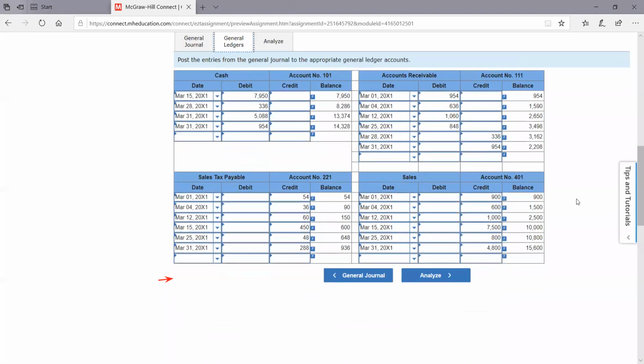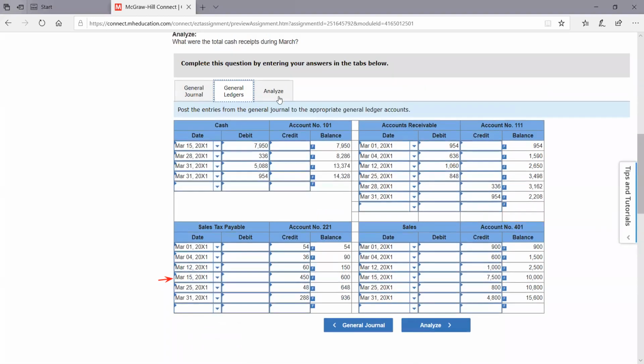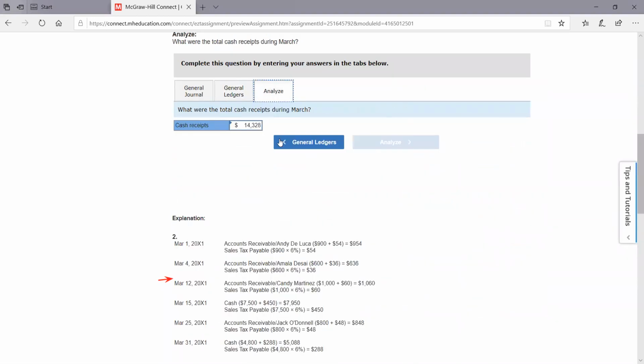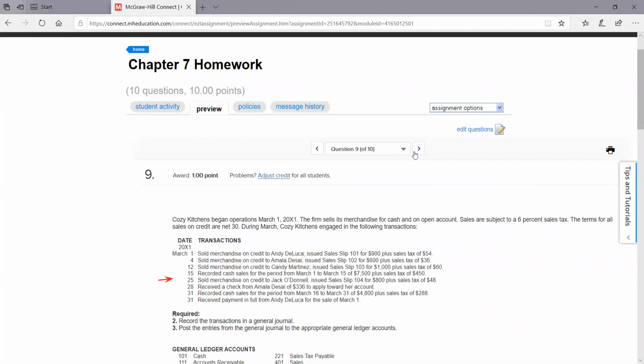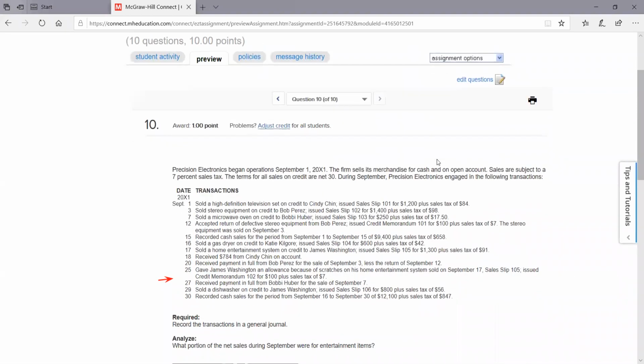Here's your general ledger, all your accounts, make sure you post those. And then of course, they're going to have a question about your cash receipts. All right, so take some time. This is a good practice problem, just a lot of repetition. Okay, if you get stuck, you can refer to this and also give me an email, I'll be glad to help you out. And then here's the last one.